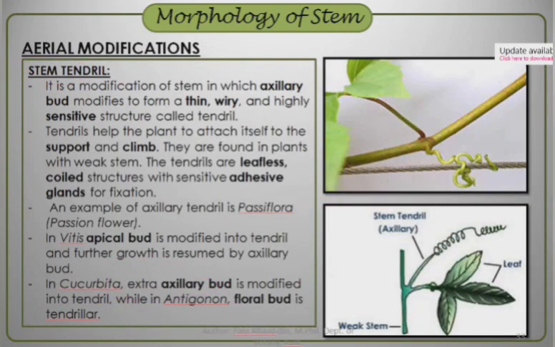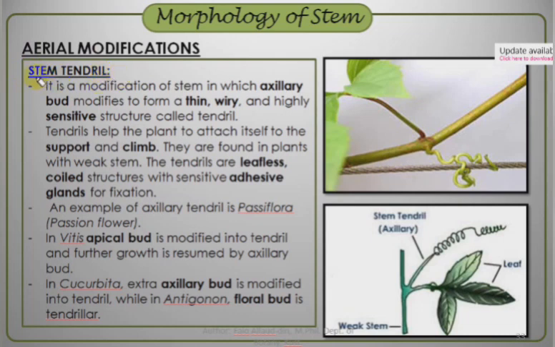The second type of stem modification is the aerial stem, and they are modified. We name it as aerial modifications of the stem. Now the aerial stem is completely above the surface of the soil.